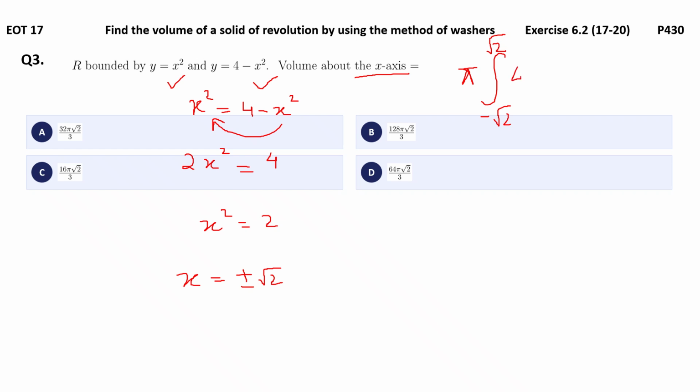Here let me go with the outer radius 4 minus x square, the whole square, minus x square the whole square. Even if you do x square the whole square minus 4 minus x square the whole square, doesn't matter. You will get it in negative. You know that volume cannot be negative, so you will be accepting the positive value, that is 64 pi root 2 over 3. That is option D.